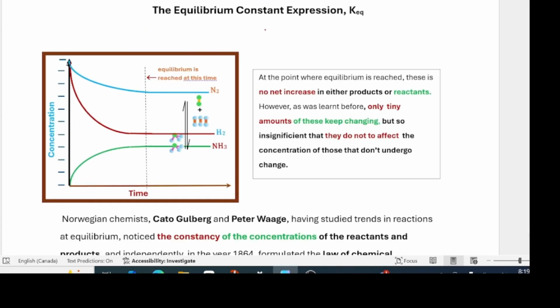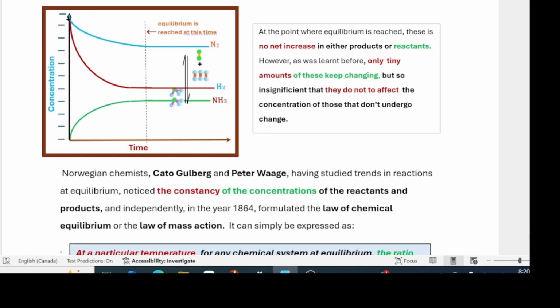The equilibrium constant expression, Keq. Like I said before, at the point where equilibrium is established, there is no net increase or decrease in the concentration of either the product or reactant. So everything stays constant except for what is happening at a microscopic level.